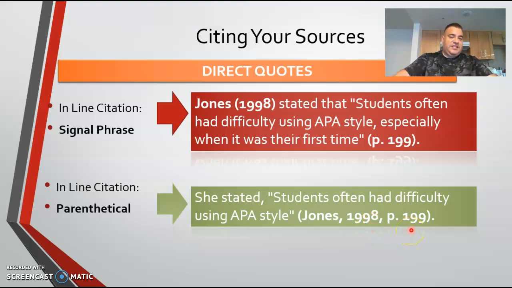So when it's at the end, it's called a parenthetical. The point of this is just simply to highlight the fact that when you cite, you can cite in one of two ways, using a signal phrase or using a parenthetical.